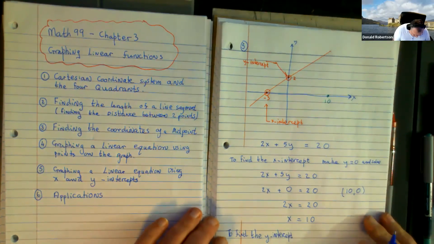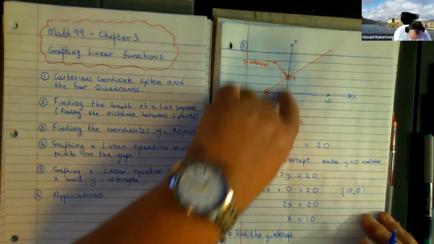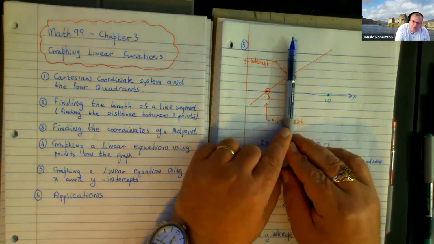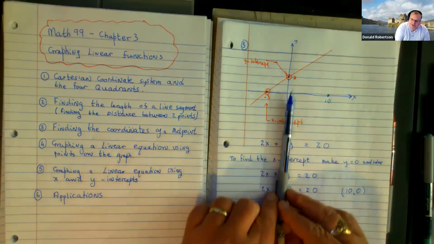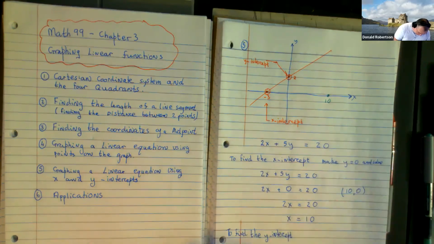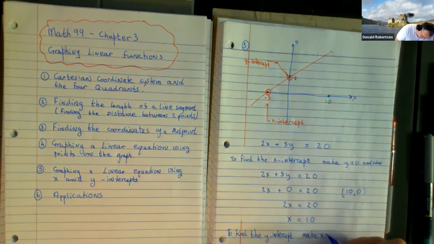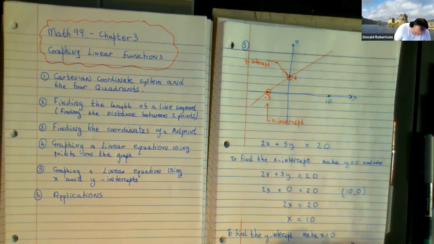The y-intercept is where the line crosses the y-axis. The only thing all y-intercepts share, have you noticed, is that their x-coordinate is going to be 0. So it's kind of switching places there. What you do is make the x-coordinate 0, and then you solve.